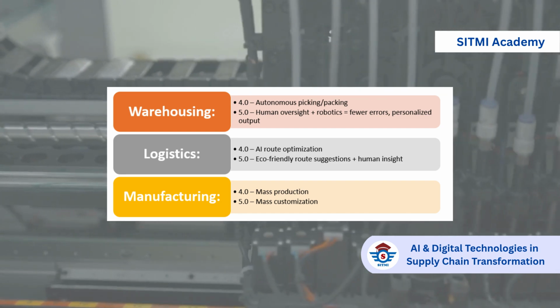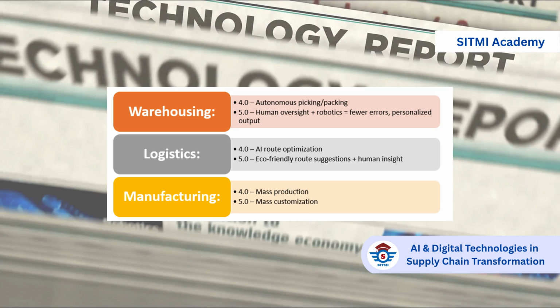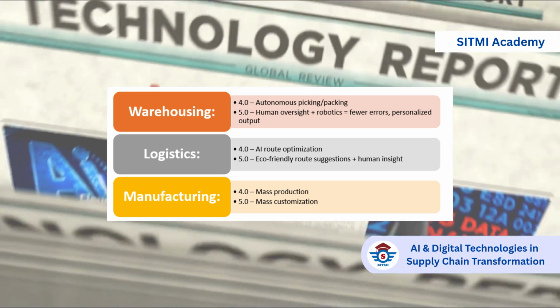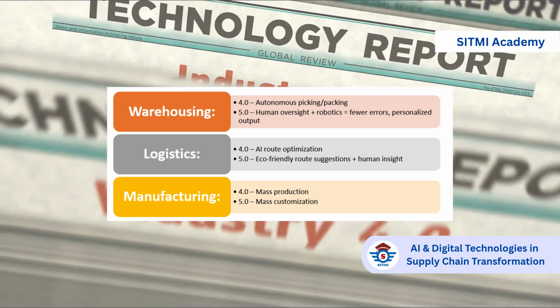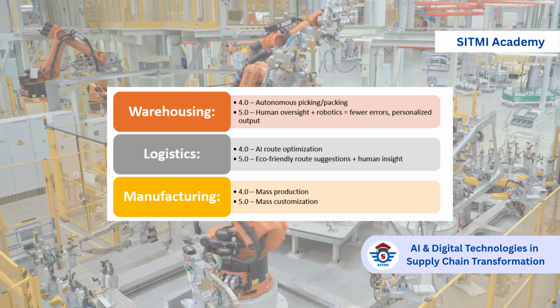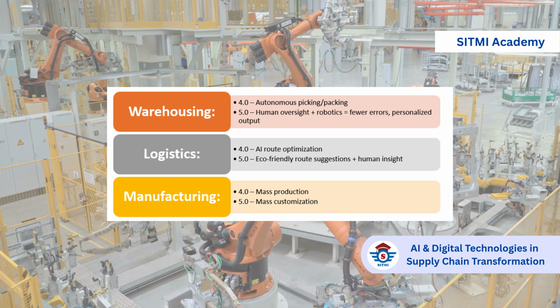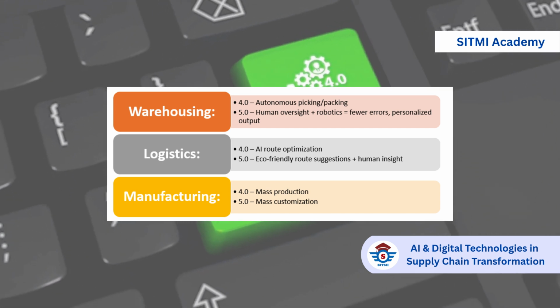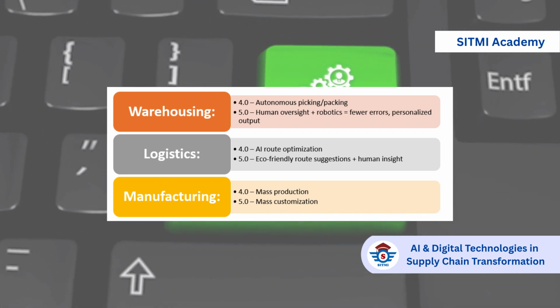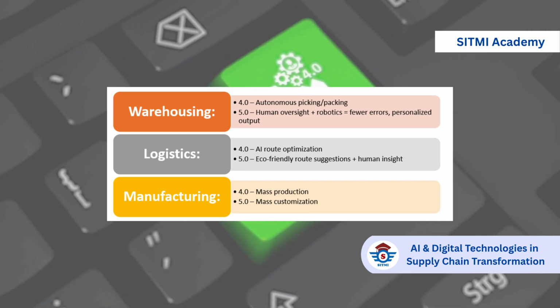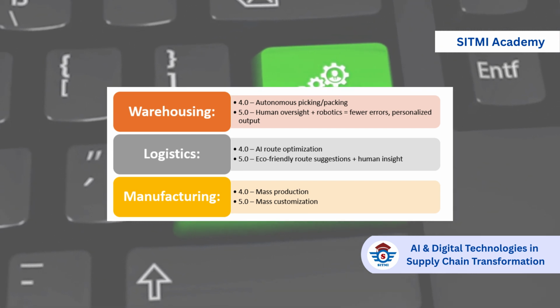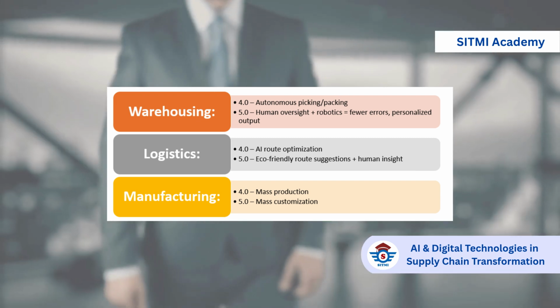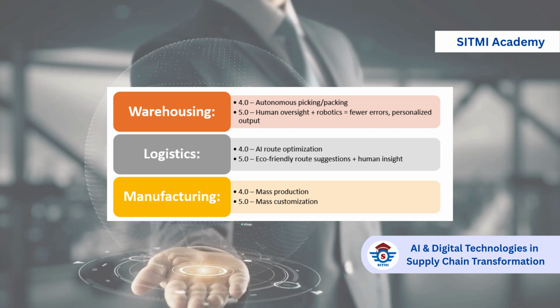These differences are evident in various areas of supply chain and manufacturing. In warehousing, Industry 4.0 uses autonomous robots for picking and packing to increase speed, while Industry 5.0 enhances this by combining human oversight with robotics for error reduction and personalized packaging. In logistics, Industry 4.0 focuses on route optimization using AI, but Industry 5.0 integrates sustainability by suggesting eco-friendly transport options alongside human planners' insights. In manufacturing, Industry 4.0 enables mass production, whereas Industry 5.0 allows mass customization without compromising efficiency.